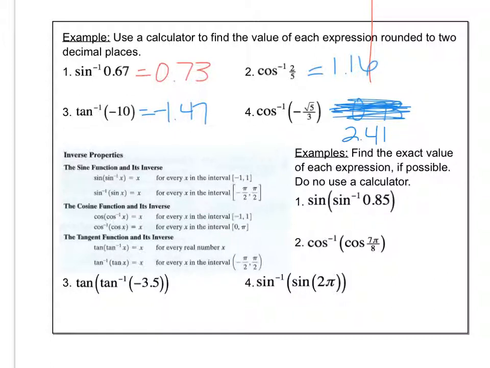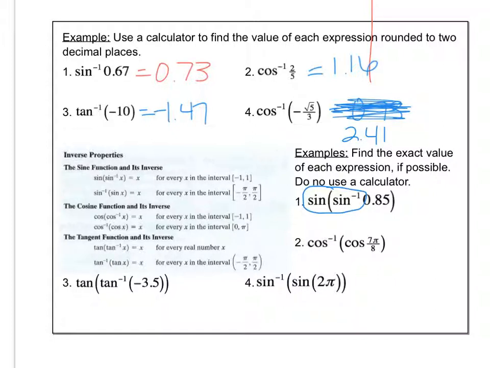Alright, this next section, we're trying to find the exact value of each expression, if possible, without using our calculator. So you're not going to type this in the calculator. You need to think through these. The point is looking at what's at the beginning of this problem. We have sine and sine negative 1. What is going to happen with sine and its inverse? They cancel each other out. Just kind of like if you think back to when we did logs. Logs and exponents cancel each other out because they're opposites of each other. They're inverses of each other.